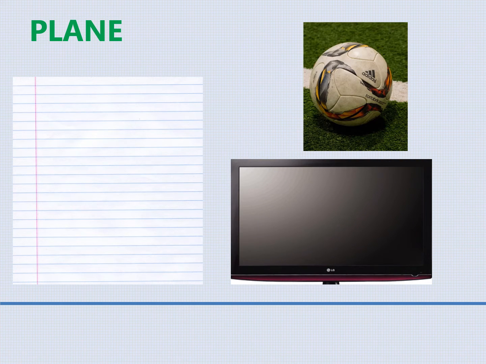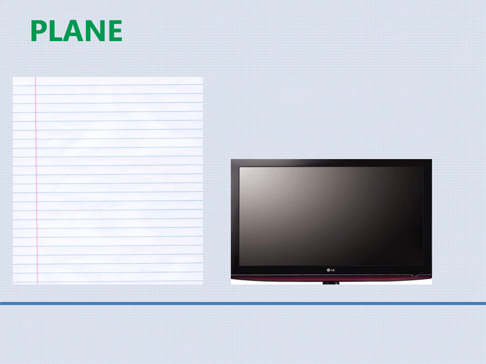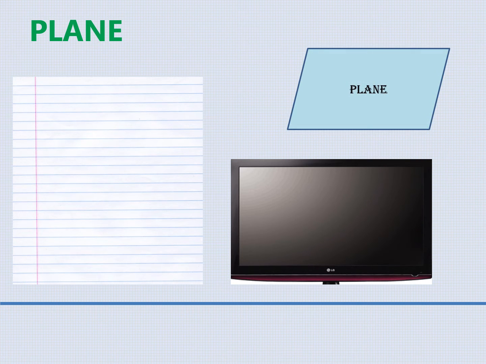A solid has a surface which may be flat or curved. Here you can see a notebook page or a TV screen. They both have flat surfaces. However, a football has a curved surface. So all flat surfaces are called plane surfaces, or simply we call them a plane.